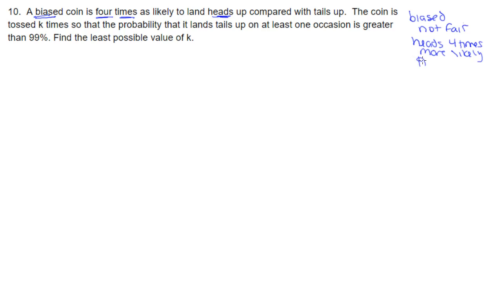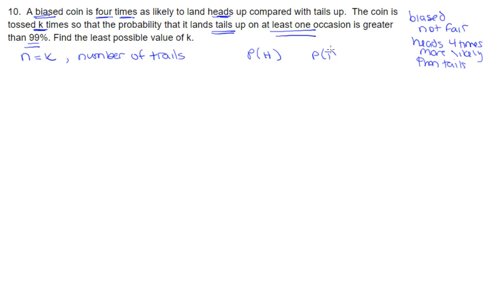All right, so the coin is tossed k times. Well, that's the number of trials, so k is just like our n. It's a number of trials. Each toss, is it heads or is it tails? Now what they're telling us is it's tossed enough times so the probability of it being at least one occasion tails is greater than 99%. So let's see if we can translate this into something.